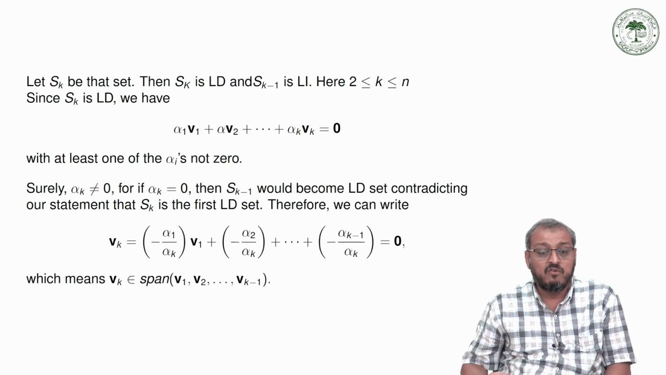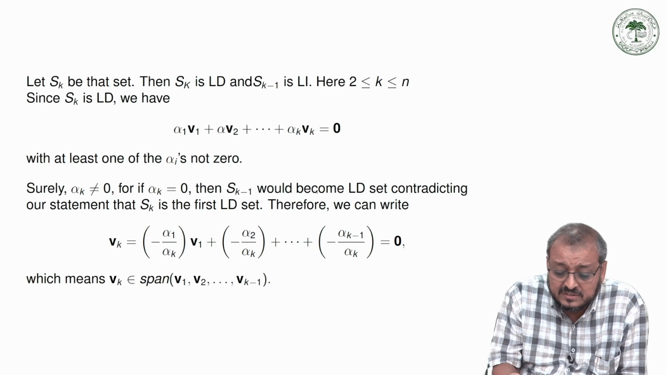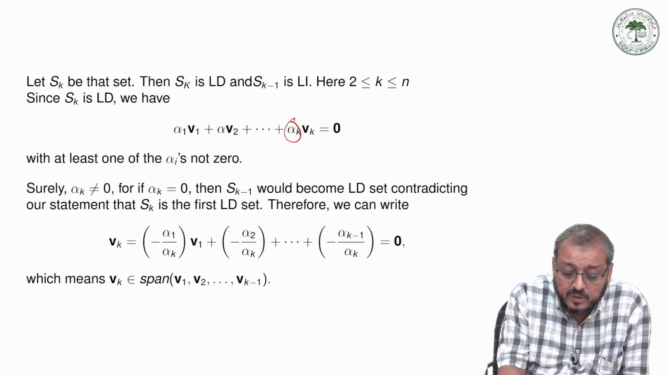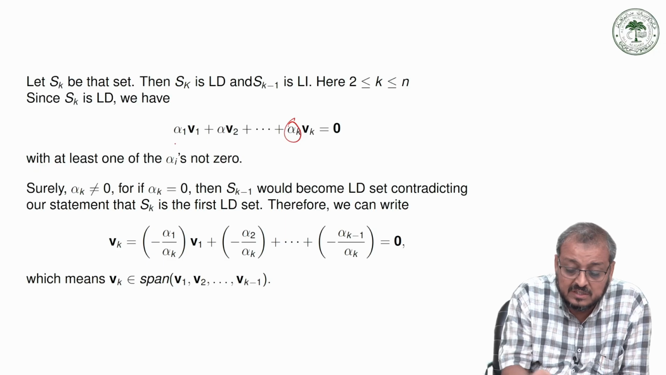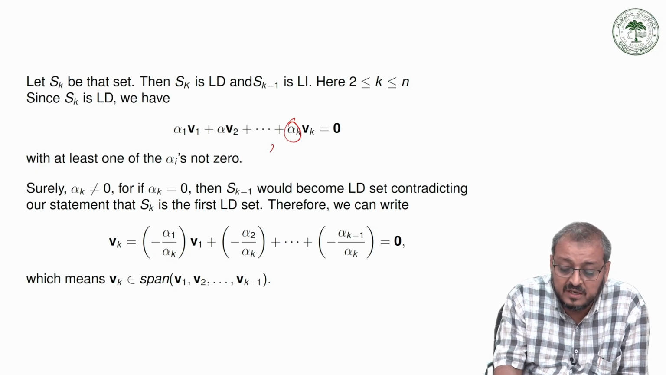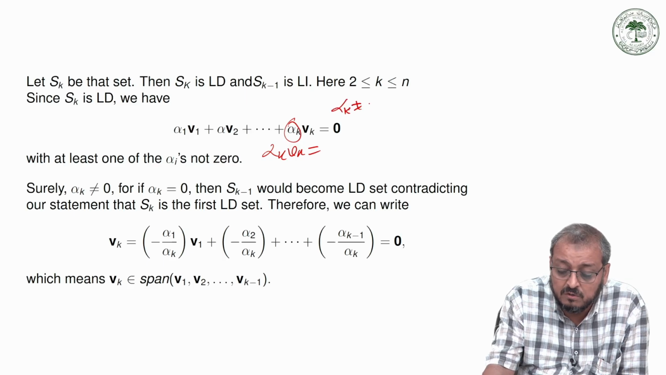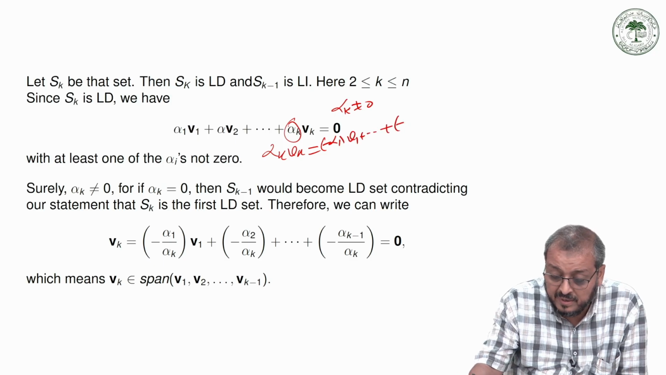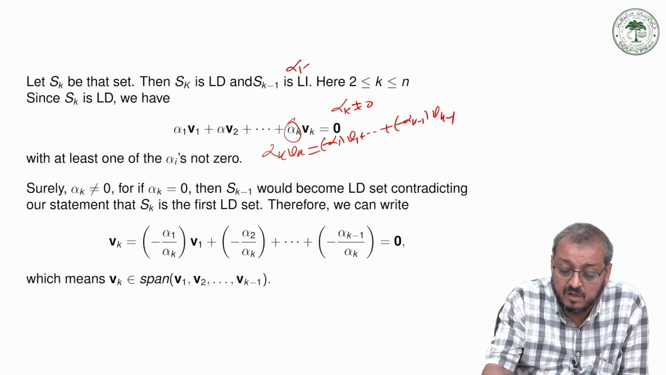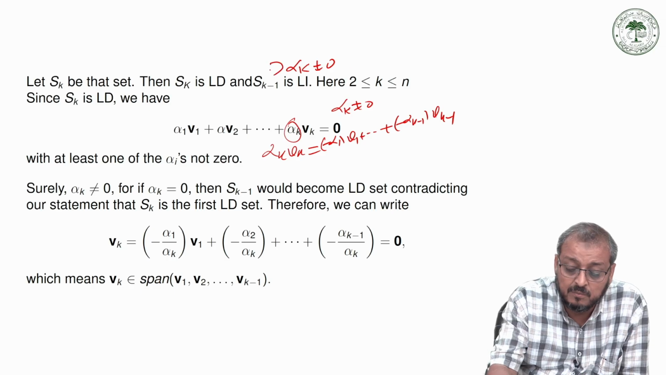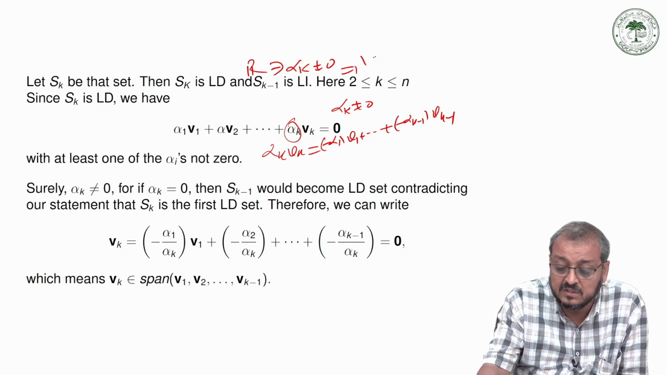Okay, so since Sk is the first such set, alpha k is a non-zero scalar. This means Vk can be written in terms of the earlier vectors, because alpha k is not equal to 0. So we can write alpha k Vk equal to minus alpha 1 V1, and so on, minus alpha(k-1) V(k-1). Because alpha k is not equal to 0 and belongs to R, this implies that 1 upon alpha k and all those coefficients are elements of R.